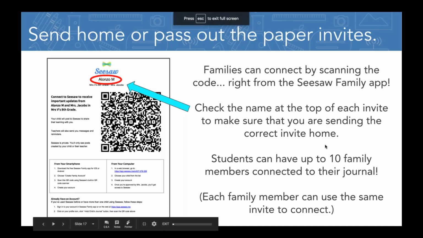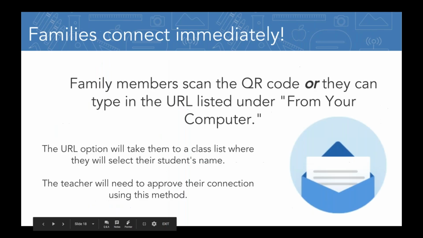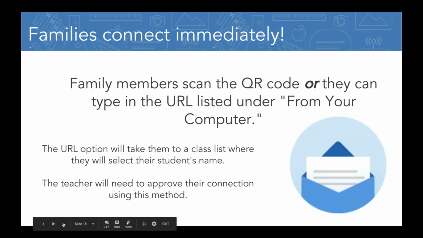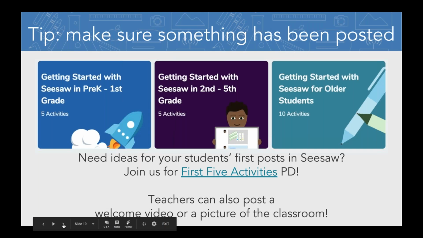And students can have up to 10 family members connected with this invite, and you don't need to print out 10 different invitations because the same invitation will work for up to 10 people. If parents do this option, where they're trying to connect from a computer and not from a smartphone, they have to type in this address, and then they're going to have to click their student's name off a list, and you'll need to approve that connection, and that'll pop up for you as a notification. You just need to approve it. So it's one additional step, but it's pretty easy and not too hard to connect.